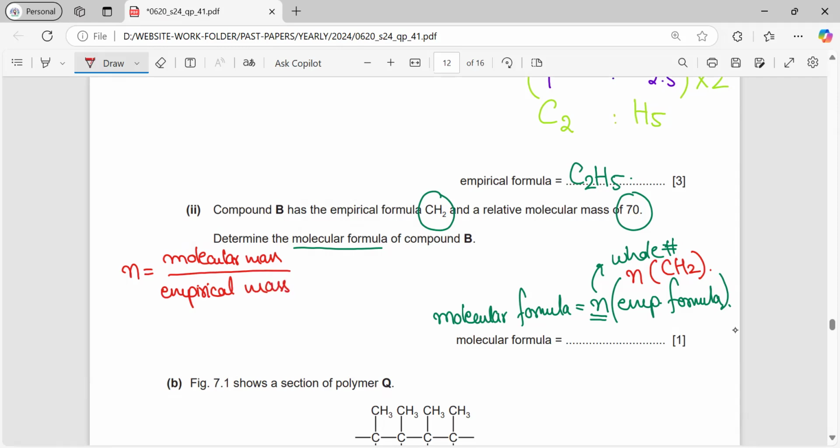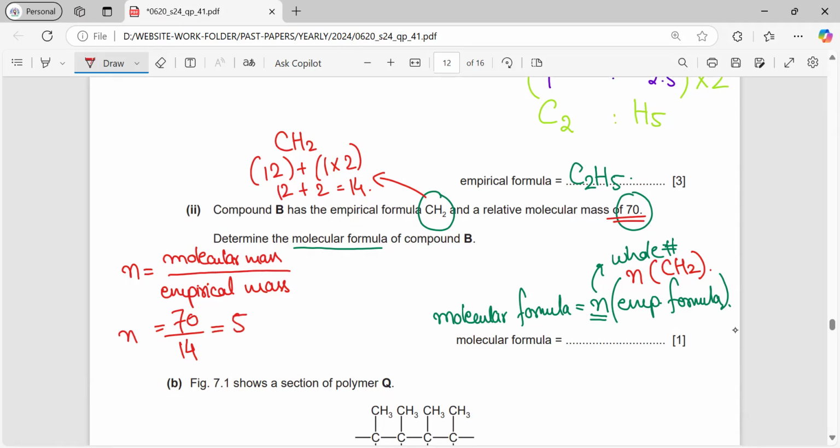The molecular mass is given in the question, which is 70. And for the empirical mass, we'll see the mass of this empirical formula, which is given to us. It's CH2. So carbon will be 12 plus hydrogen 1 into 2. 12 plus 2 comes out to be 14. So here we'll do 70 divided by 14, it's 5. So N is 5.